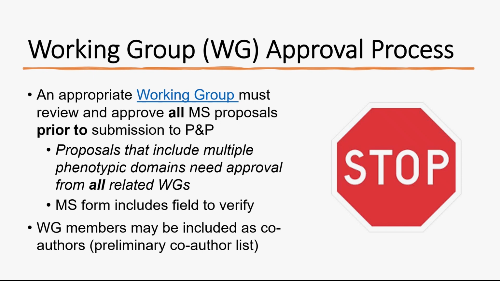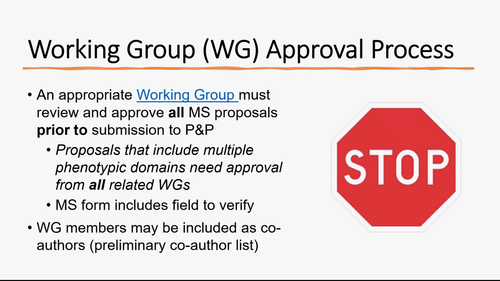Also, if proposals include multiple phenotypic domains, they must be reviewed by all related working groups. So for example, if you have a proposal that involves imaging and SUH variables, we ask that you have both the imaging and SUH working groups review the proposal before it moves forward to the P&P.